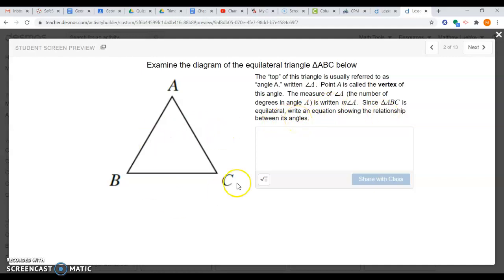Well, we know equilateral is all equal sides, and so this triangle is going to have all equal angles. And so again, I'm going to show you how we're going to write that because we're not going to be able to do m angle A. We are going to have to say measure of angle A equal to measure of angle B, which is equal to the measure of angle C. So we have to write it longhand, they get to write it shorthand, okay?